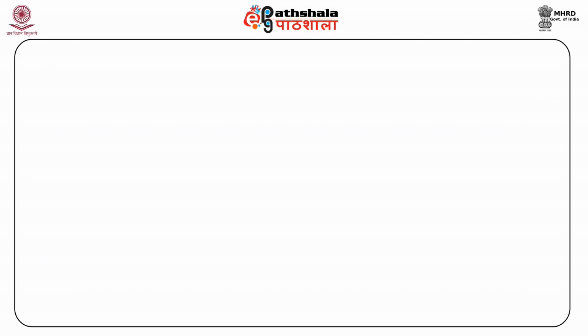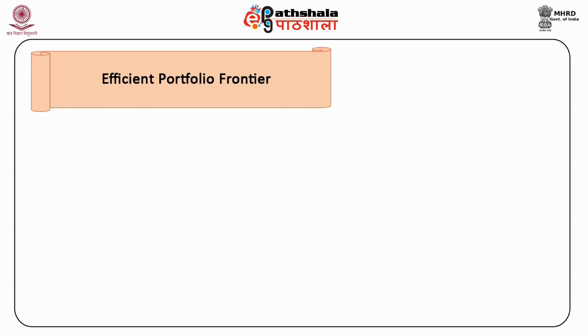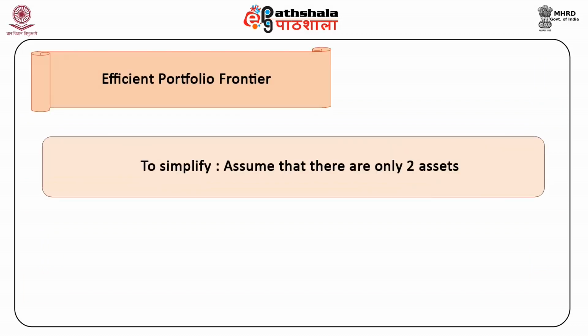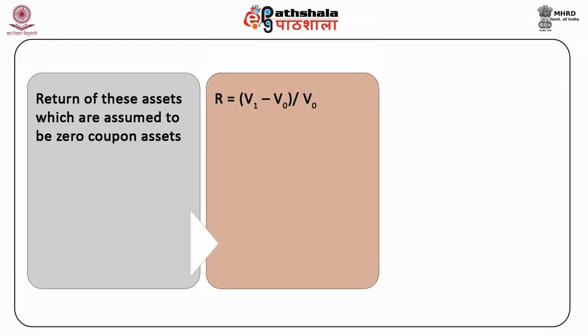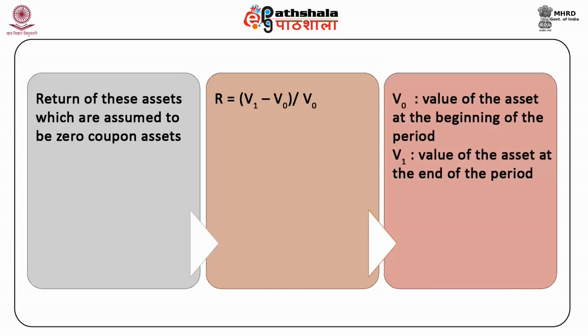Now we will study the efficient portfolio frontier. To simplify the analysis, it will be assumed that there are only two assets. These assets are assumed to be zero coupon assets whose return is equal to (V1 minus V0) upon V0, where V0 and V1 are the values of the asset at the beginning and at the end of the period.